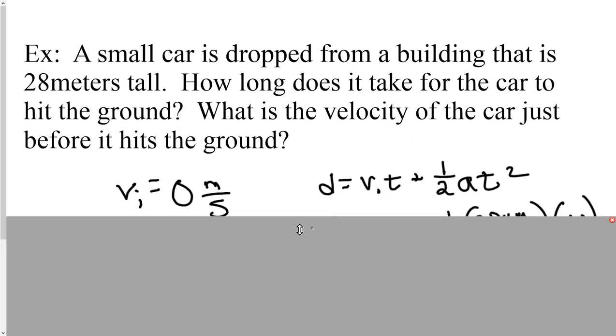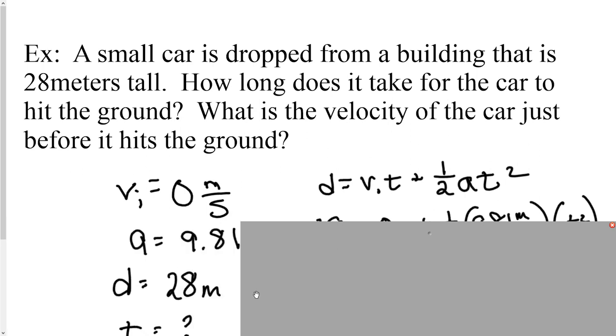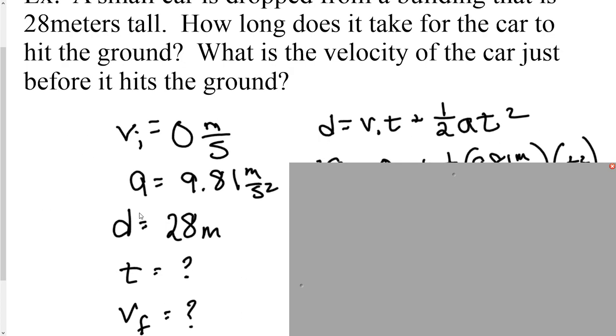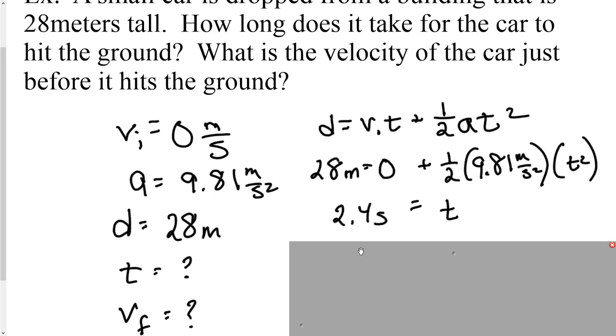My knowns, I've got 0 meters per second because its VI is 0. And we have our acceleration is 9.81 meters per second squared. My distance is 28 meters. I'm looking for time, and I'm looking for final velocity. So for my first equation, I'm going to use D equals VIT plus 1/2 AT squared. Substituting everything in, I'm looking for T, and I get T to be 2.4 seconds.